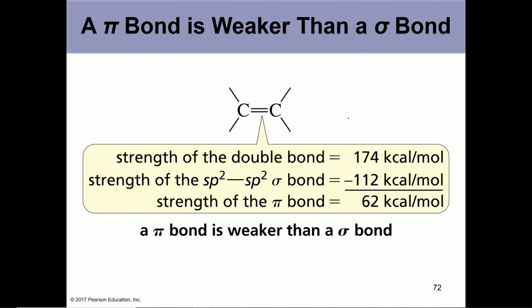Okay, so for double bonds, the enthalpy of a double bond strength has been measured. A double bond has a strength of 174 kilocalories per mole, and the strength of the sp2 to sp2 sigma bond is 112 kilocalories per mole. So we have the total strength of the double bond, sigma and pi, as the top number.